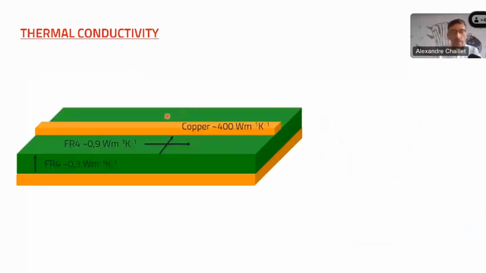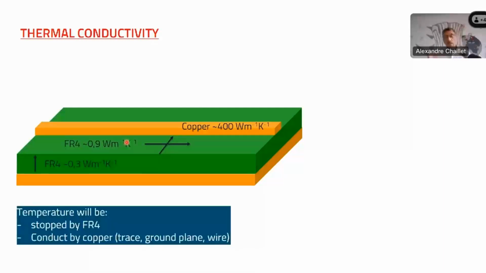A small reminder: copper has a thermal conductivity of 400 watts per meter per Kelvin, which is really good. But FR4 conducts heat very, very badly. So what does it mean? It means that the heat will be stopped by FR4 and very well conducted by copper. Copper means traces, ground layer, connectors, and also the wires that go inside the connector.